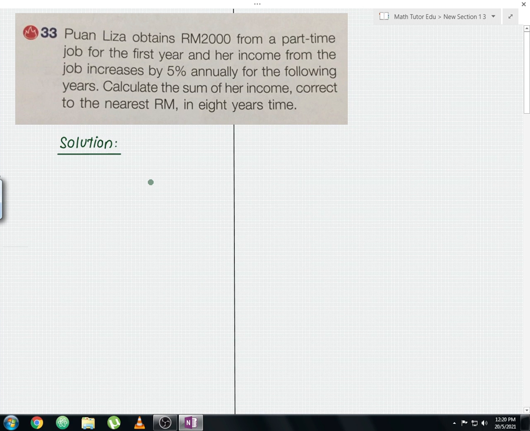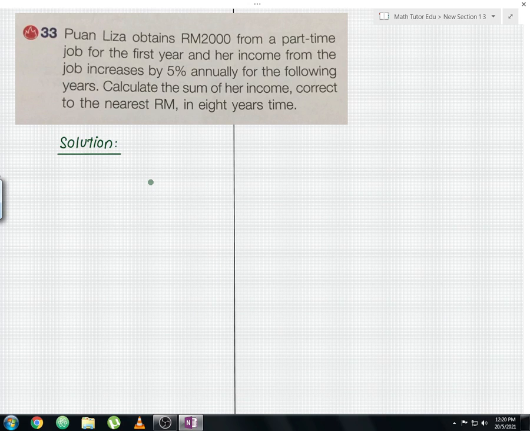Okay, let me read the question now. Puan Lisa obtains 2000 ringgit from a part-time job for the first year and her income from the job increases by 5% annually for the following years. Calculate the sum of her income correct to the nearest RM in 8 years time. So this is the overall question.